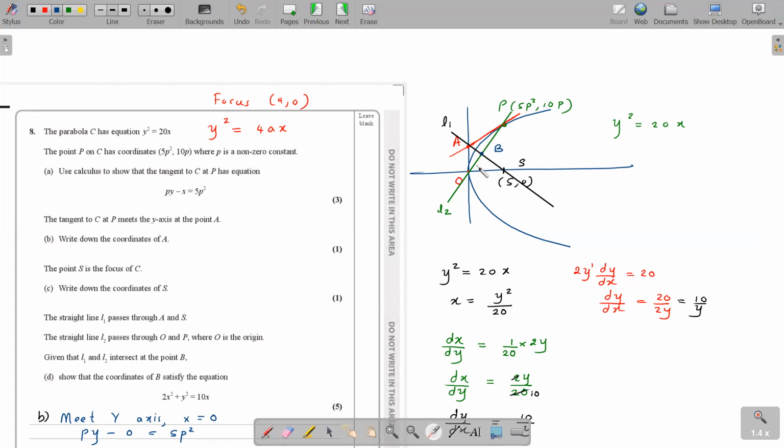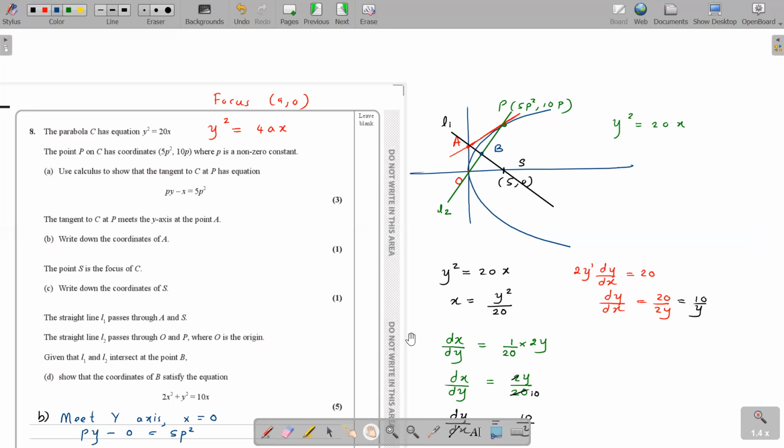Show that the coordinates of B satisfy the equation 2x² + y² = 10x. Shall we work on this? Okay, how do we get this? Show that. The first thing is this. Now it's 5 marks. You can see most of the marks in this paper, most of the marks in this question go to this part. Okay, so how do we do this now?